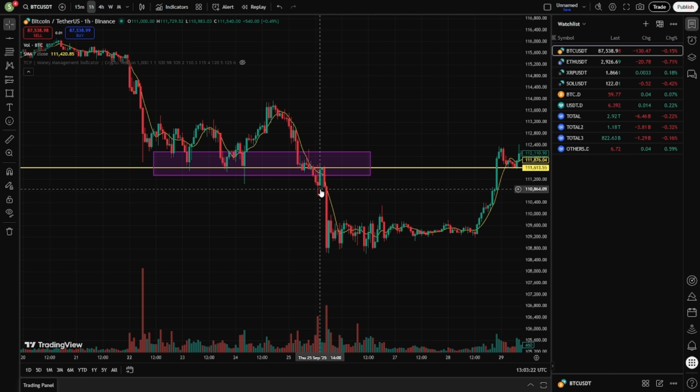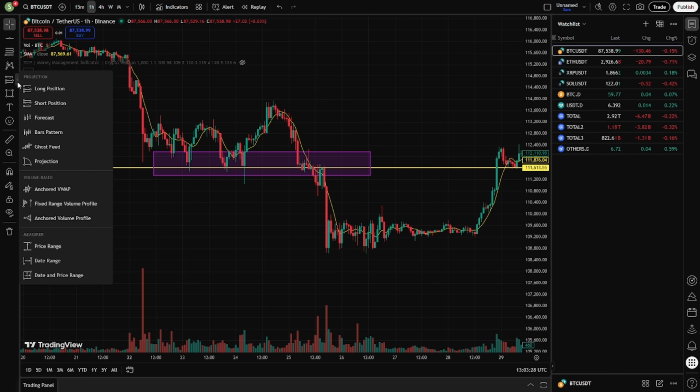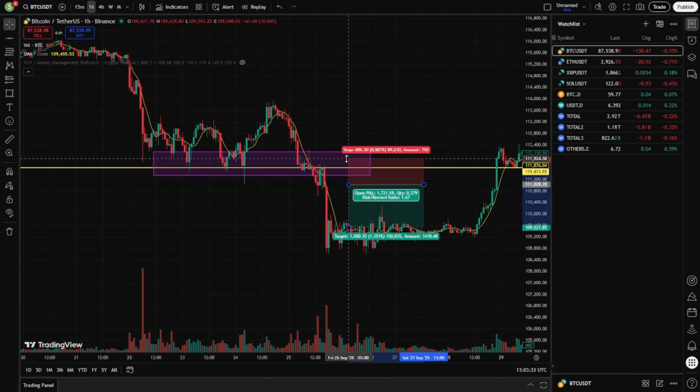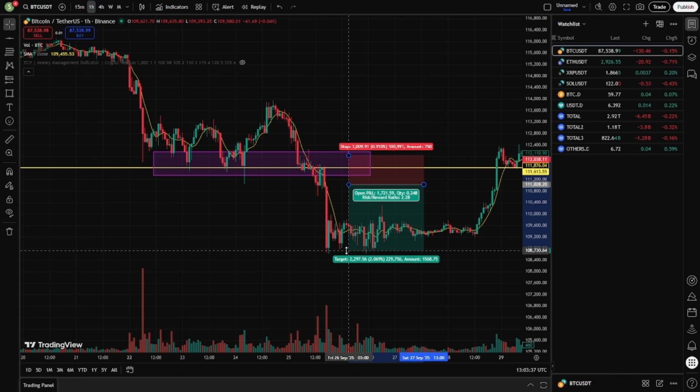Or the opposite way, we see that here we had a support area and we closed above it, and with these 2 green candles we made a pullback to it and then we dumped. Here you could also enter a short trade with a stop loss on top of this candle and you would get a risk to reward ratio of 2.